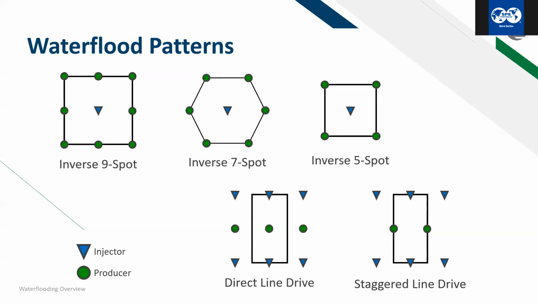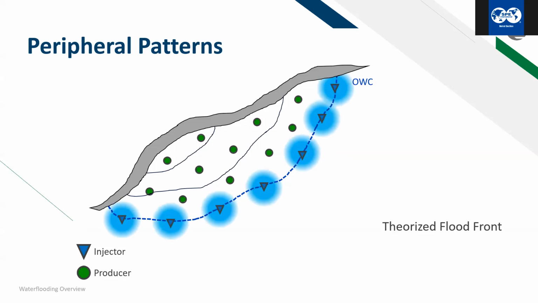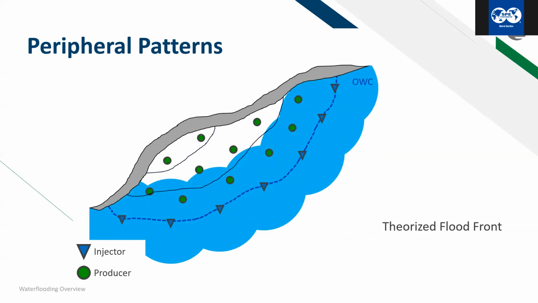Now, if you have a pattern that doesn't fall into one of these, more than likely it's going to be an irregular pattern or something that we call a peripheral pattern. A peripheral pattern is where you drill injectors along the oil-water contact or at the low end of a structure. And the thought behind this is that these injectors will support the wells that are higher on structure by injecting at the bottom, and then the water will just flow up to your lower pressure sinks.